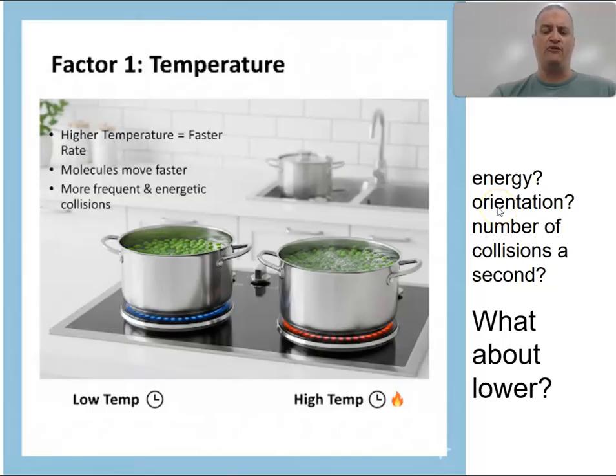Orientation, would it affect how the molecules are positioned? No. Number of collisions a second? Yes. Right? Most students have no problem thinking about the increase in temperature. That's why I want you to look at the decrease of temperature. So let's think about what it would decrease. Well, with a lower temperature, less kinetic energy, the energy would be lower. That one's nice. It wouldn't affect the orientation, and the number of collisions per second would go down.